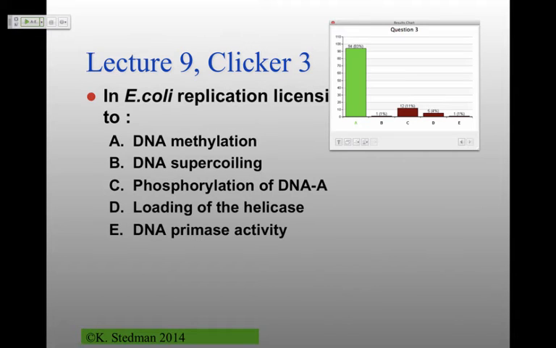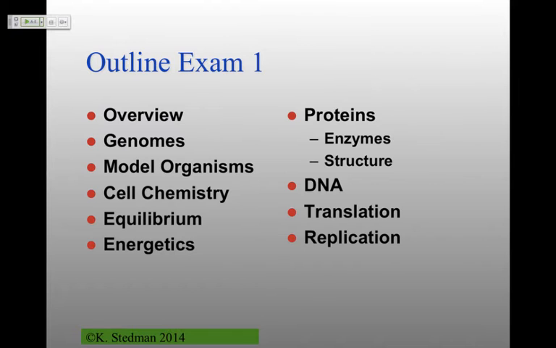So eukaryotic licensing, phosphorylation is critical. That was one of the things that I wanted to review here. This is the only new slide on this lecture. It's basically a review of the subjects that we've covered since the beginning of class, and I'll try and do this for each review. Great place to start if you're putting together your notes in terms of thinking about what to do.